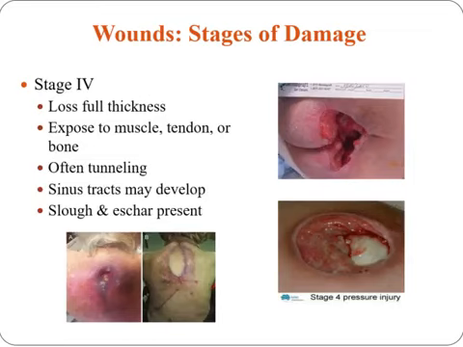Okay, stage 4. These wounds are not good. So they're full thickness, which means the wound goes all the way down to the muscle, tendon, or bone. There's often tunneling, as you can see in several of these pictures. And it can actually have sinuses that develop. These are different areas and tracts. Slough and eschar is present. We're going to need some major wound care here.